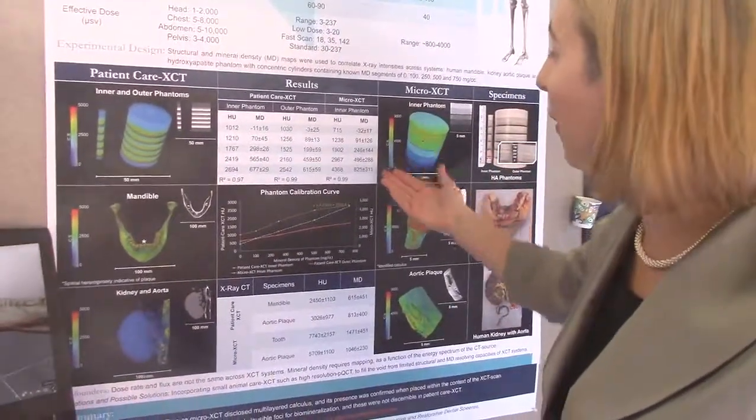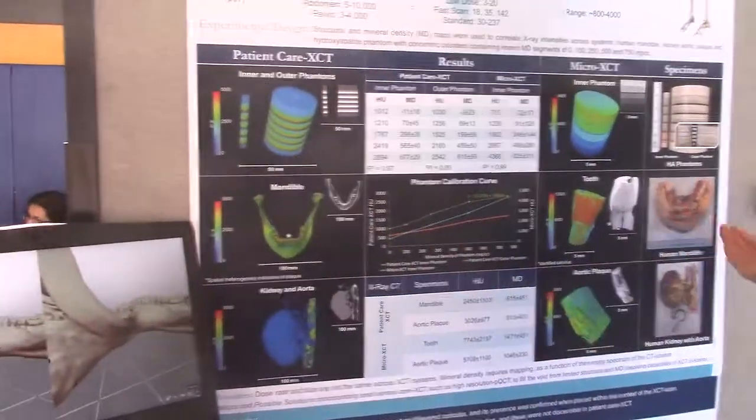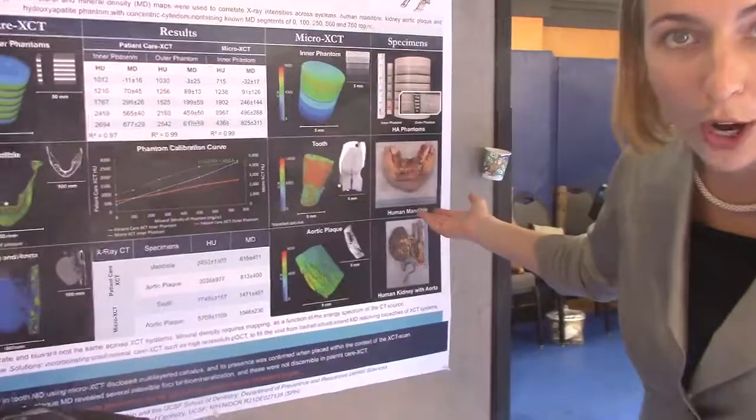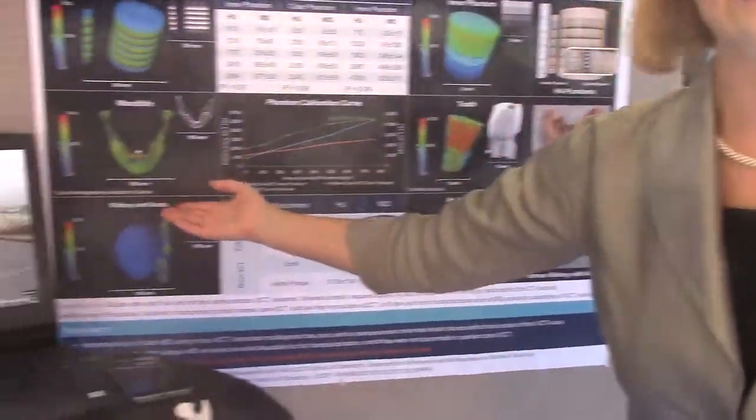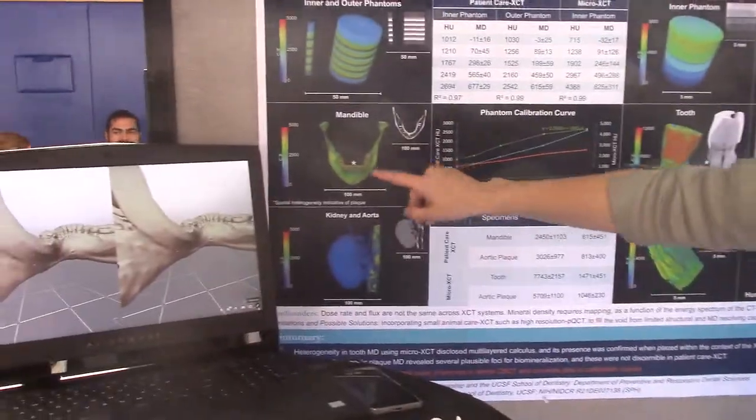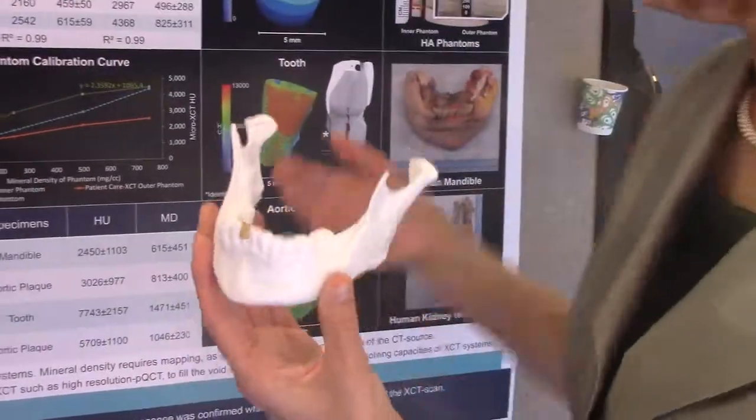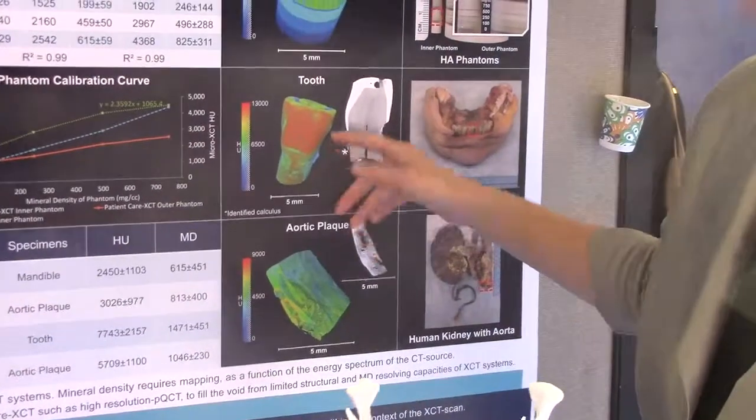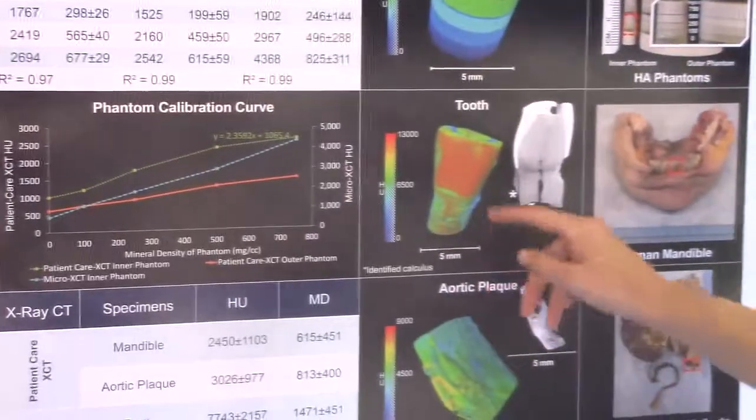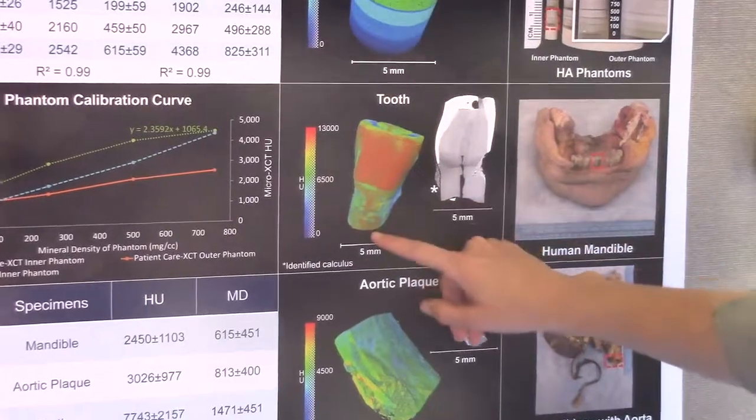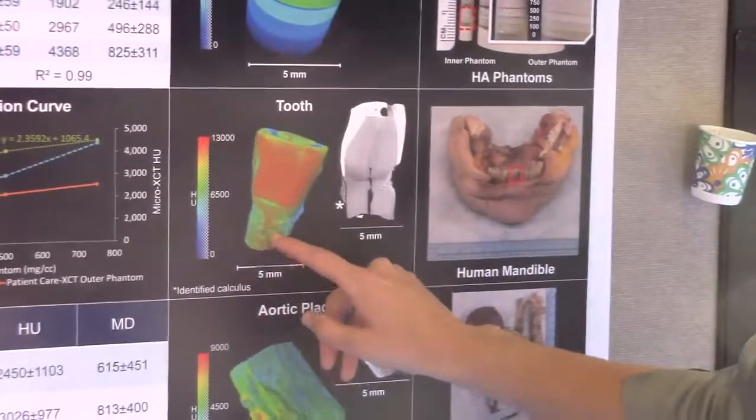So to take my research further, we studied a human mandible that I acquired from the morgue. I took this mandible, I scanned it in the clinical CT, and then I took this tooth here that you see on my 3D printed specimen, and I scanned it in the Micro-CT. You can see the big difference, as well as that you can identify calculus or calcified plaque below the gingiva.